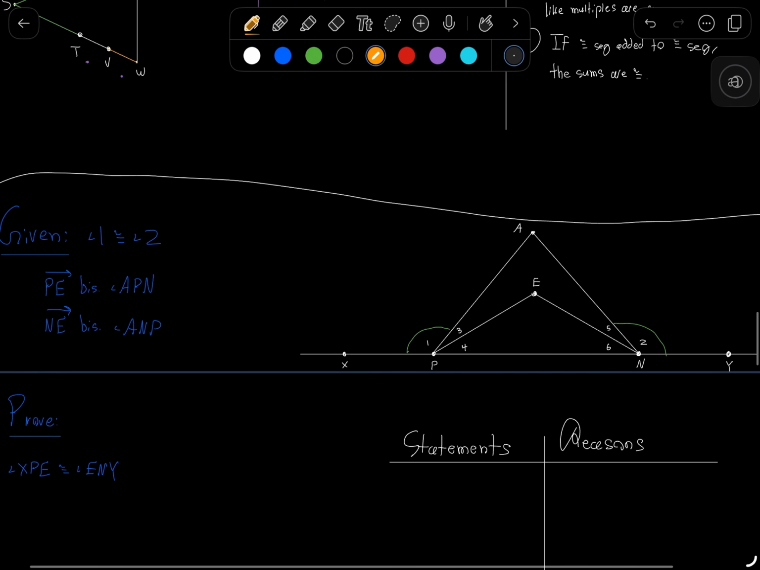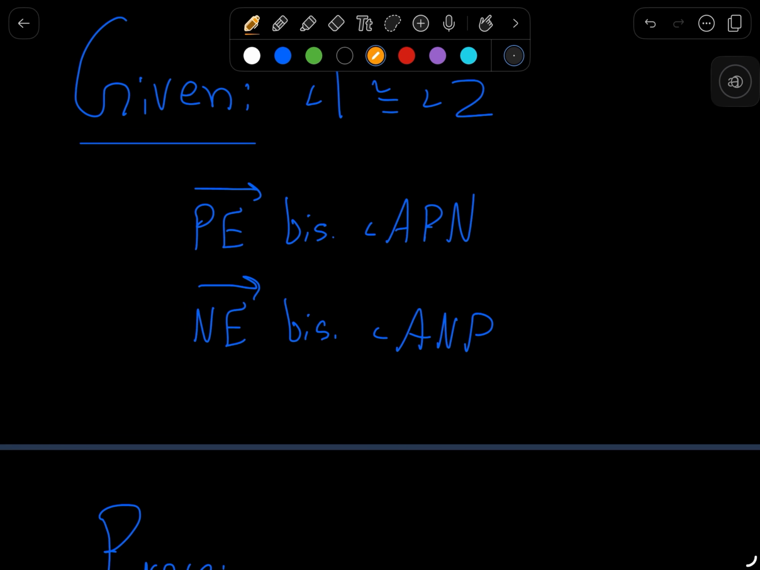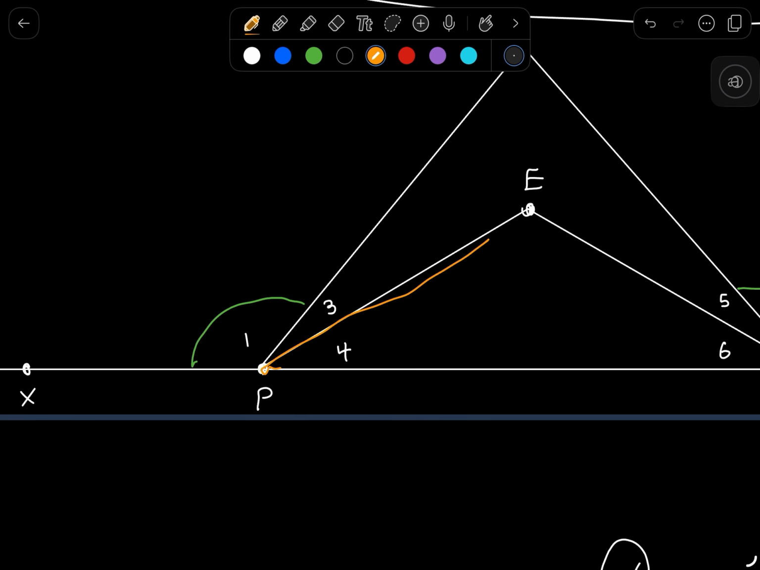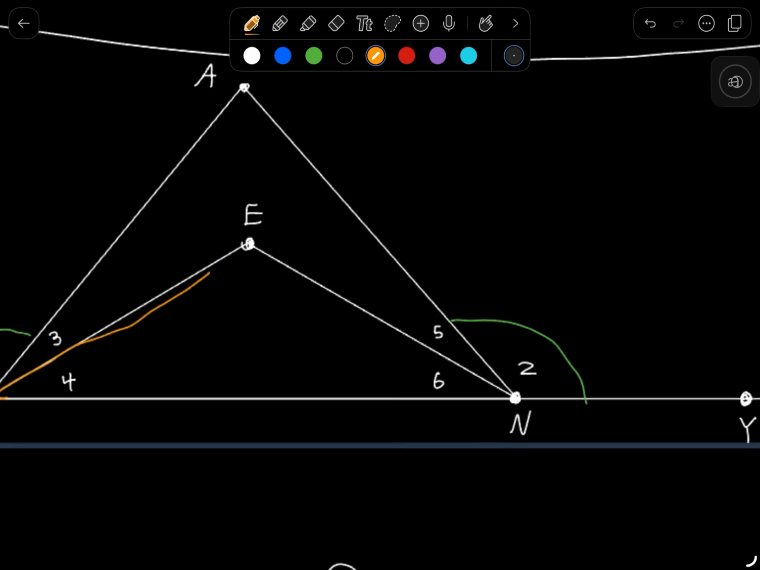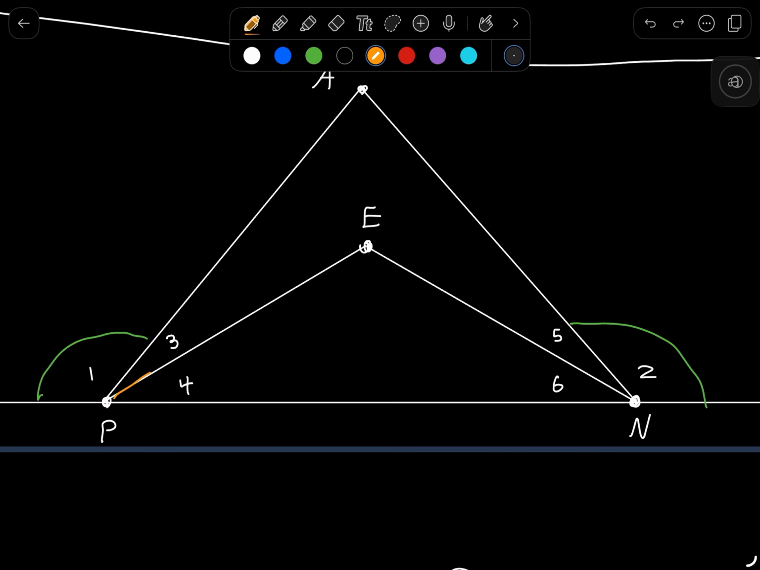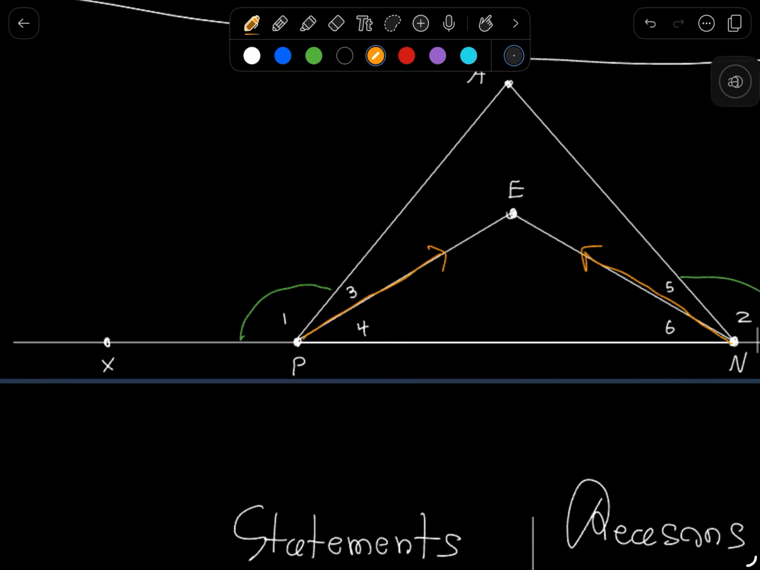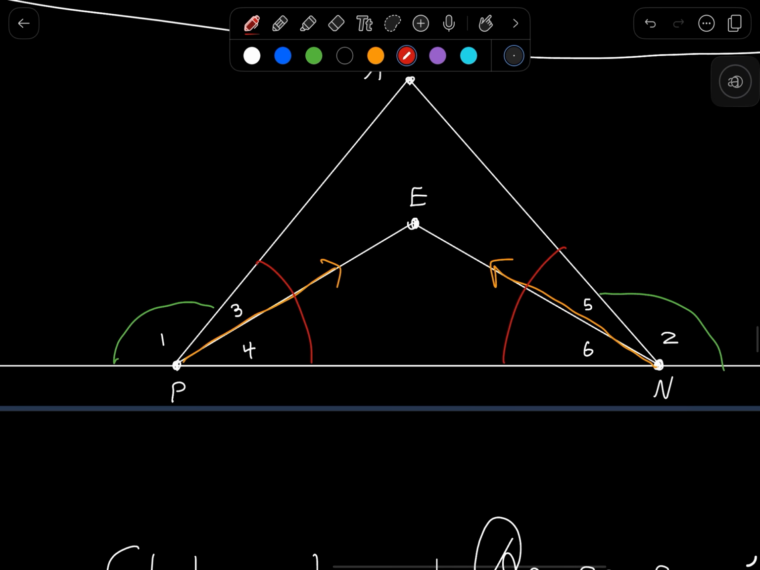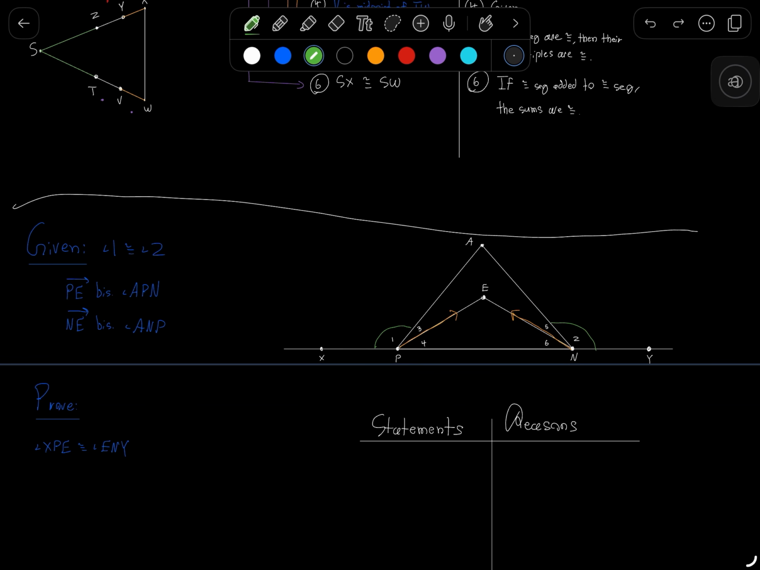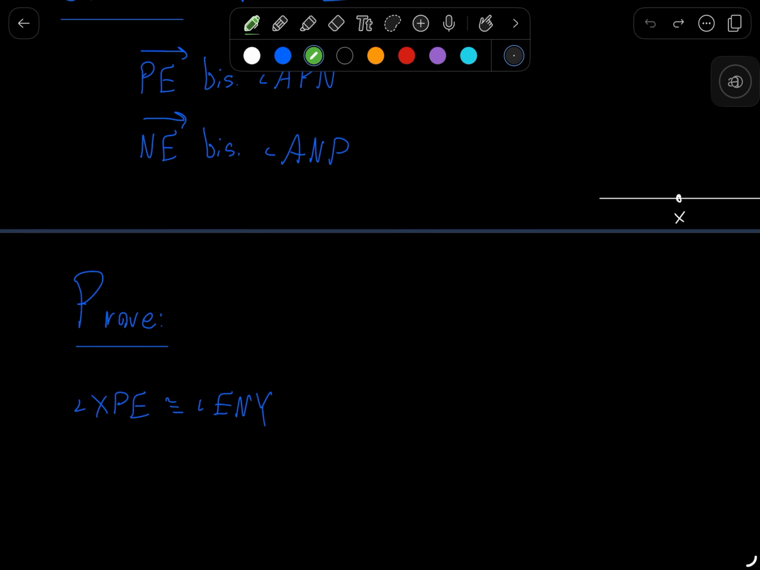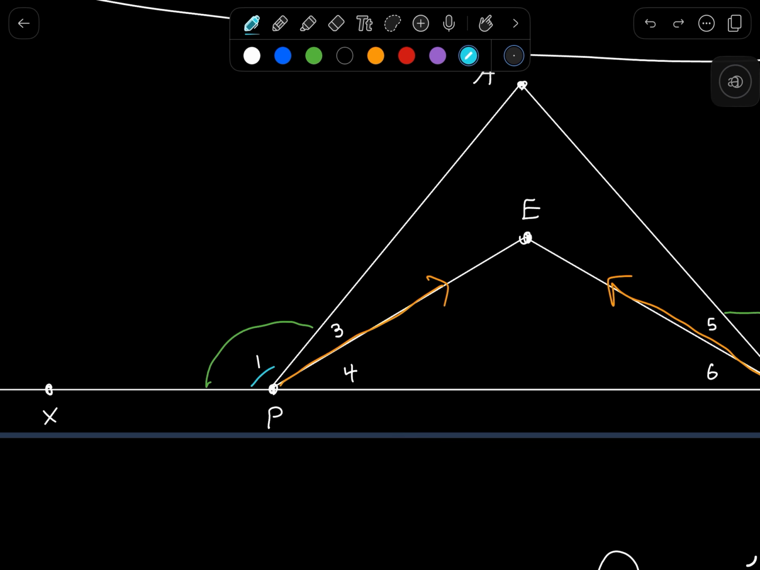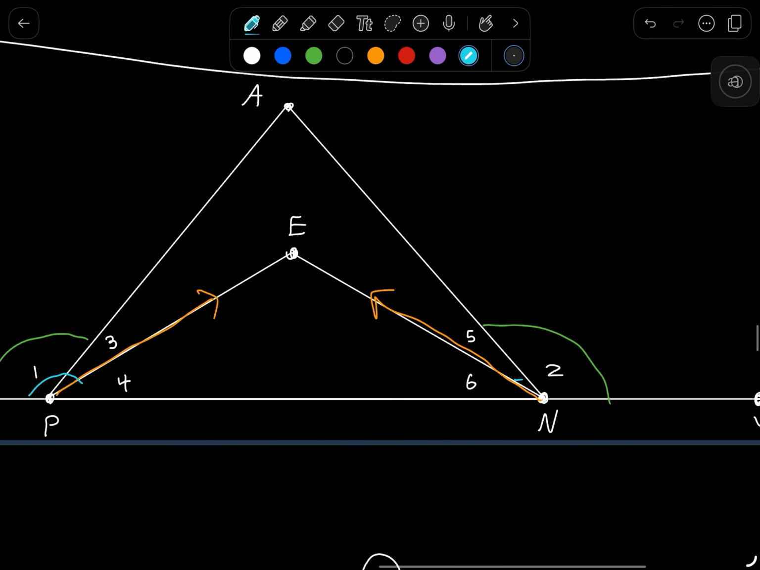Then we have these two rays that are bisectors. So PE is a bisector of APN, and they tell us that NE is also a bisector. So we have that's a bisector and this is a bisector, right? Once again, it's a bisector of this angle, that's a bisector of that angle. We have to prove that XBE is congruent to ENY.